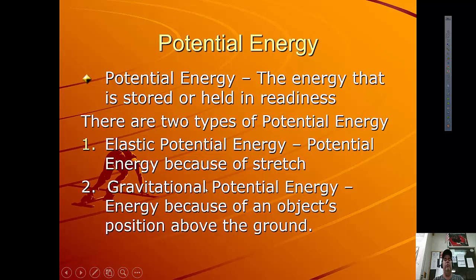The second one has an equation with it. It's gravitational potential energy. It's the energy that an object has because of its position above the ground. The greater the distance above the ground, the more energy it has. If I take a golf ball, hold it a little bit above my hand, and drop it, I'm going to feel it. But if I take it up here and drop it from a lot higher, it's probably going to hurt a little bit, because it has more potential energy the higher it is above the ground.